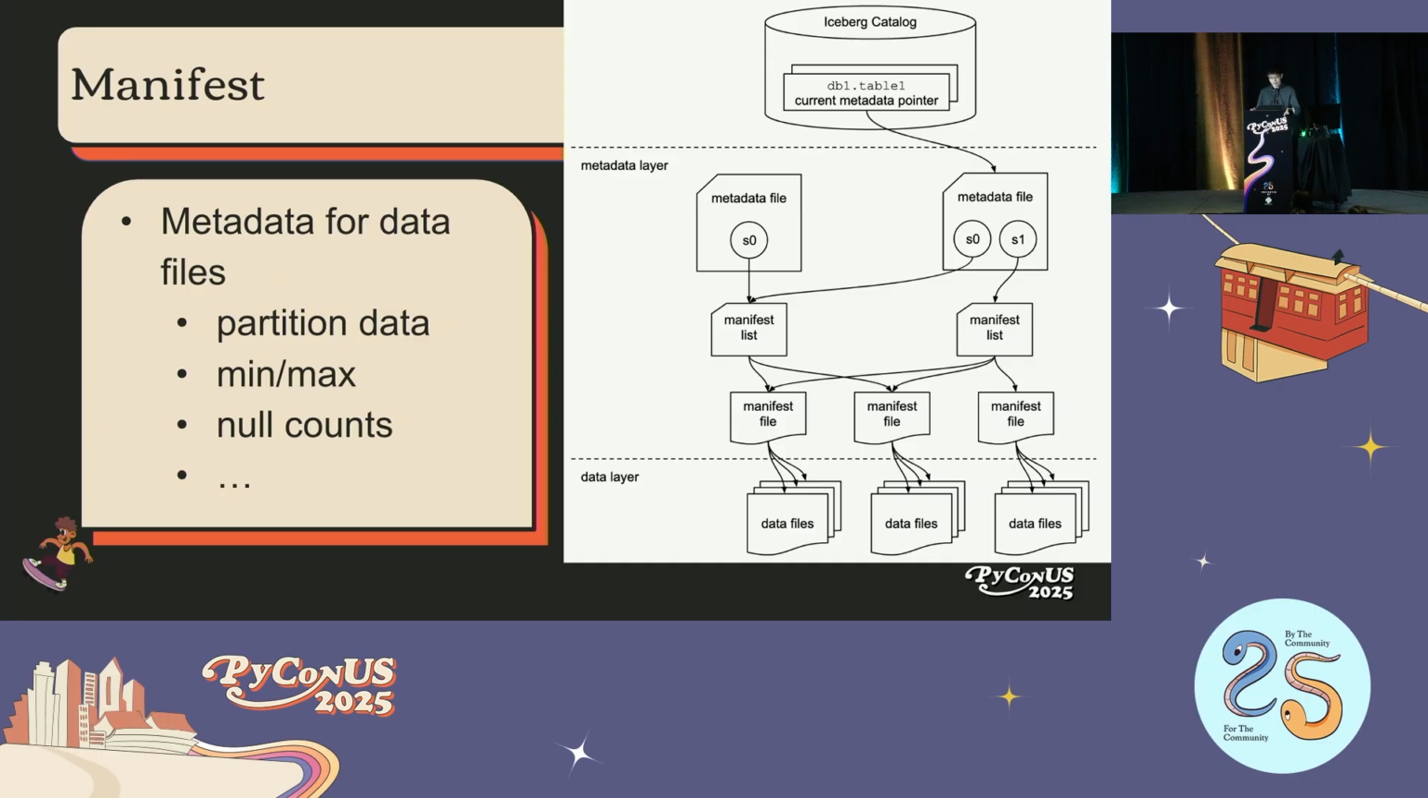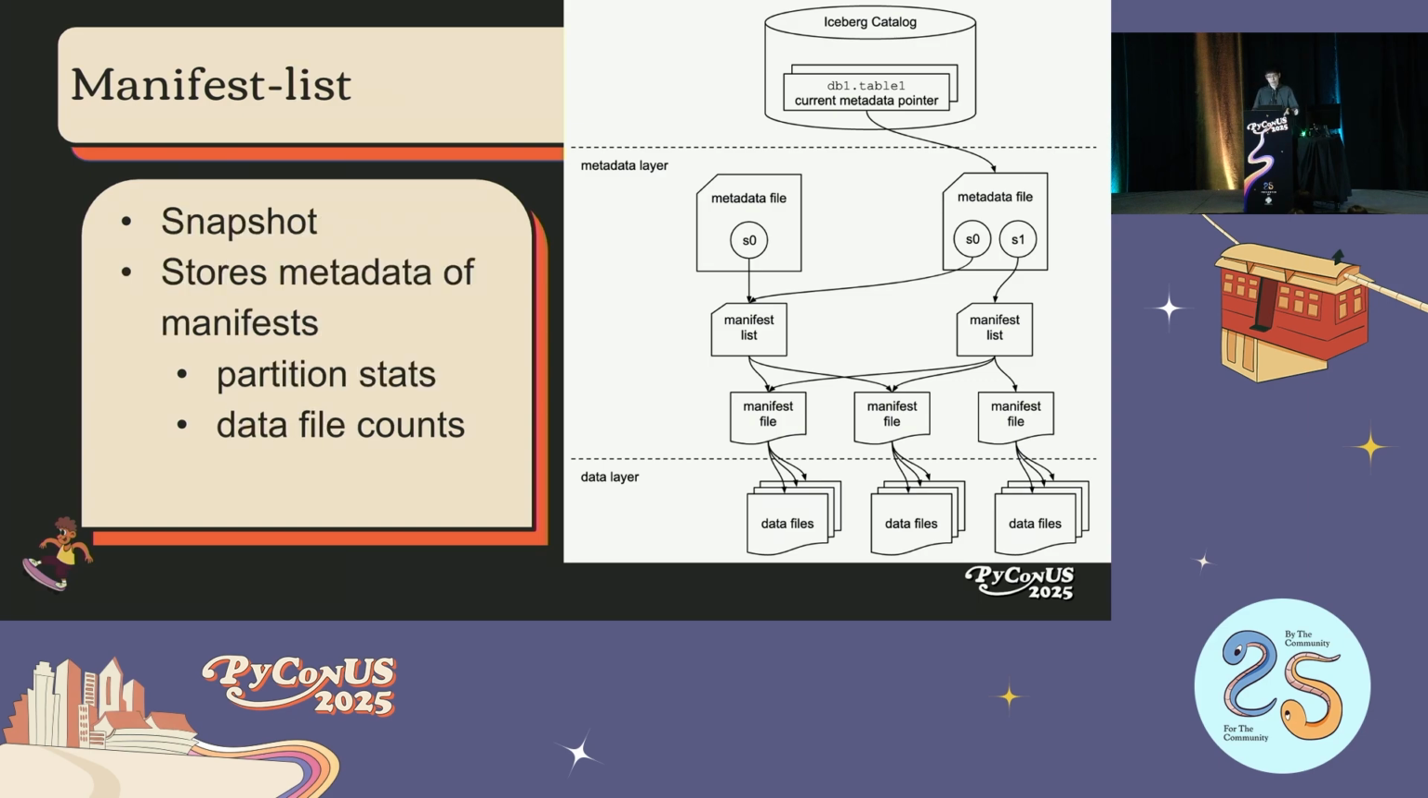One level up, we enter the metadata layer, and the first file we encounter is a manifest file. A manifest file is a collection of data files, and it records some metadata of the data files. The metadata includes the partition of that data file, the min-max value of each column in that data file, the null counts, and some other stats. These stats are helpful during query planning so that we can optimize by pruning data files that are not needed in the operation.